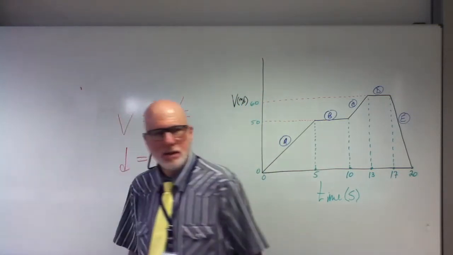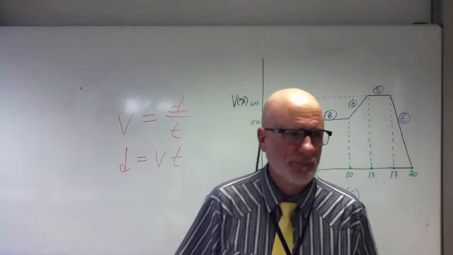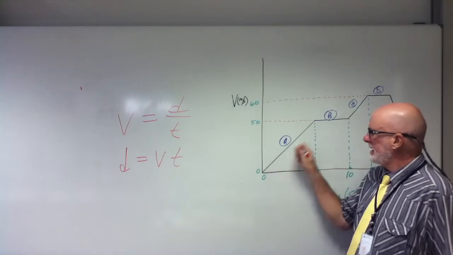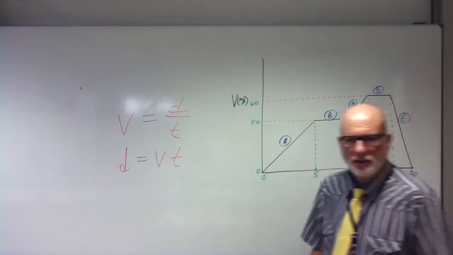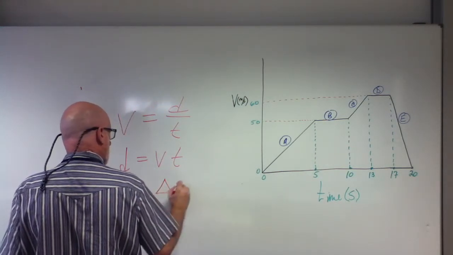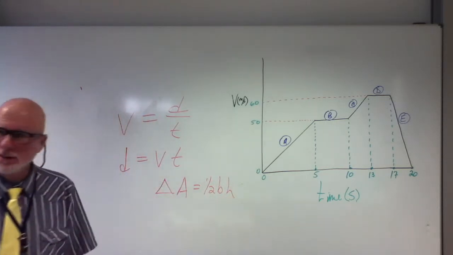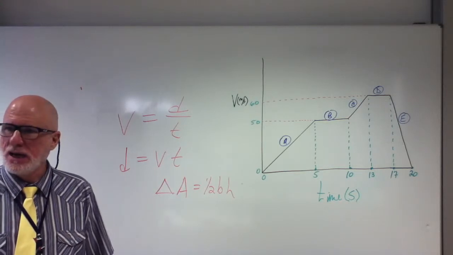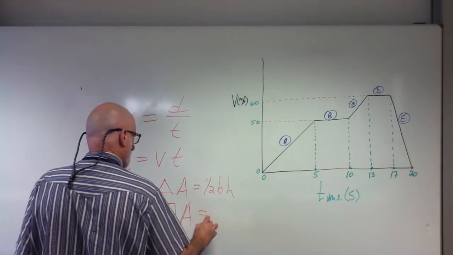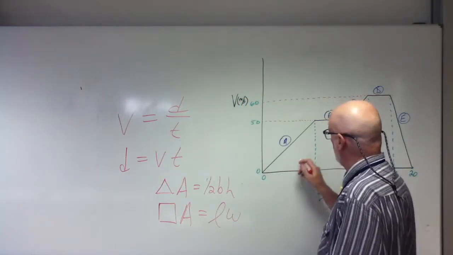We have algebra courses. So distance equals velocity times time. Okay? So if I found the area here, what's the area of a triangle? Equals 1/2 the base times the height, correct? Yes? What's the area of a square? Length times width. Length times width, okay?